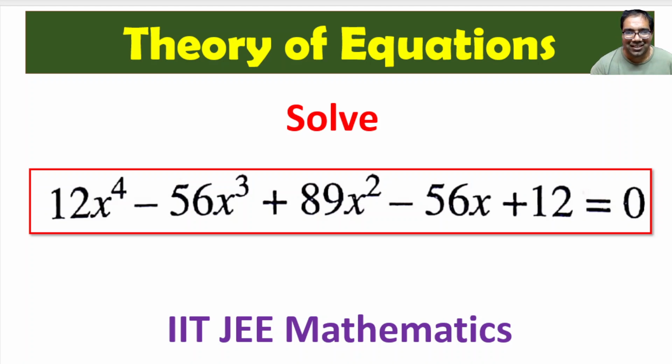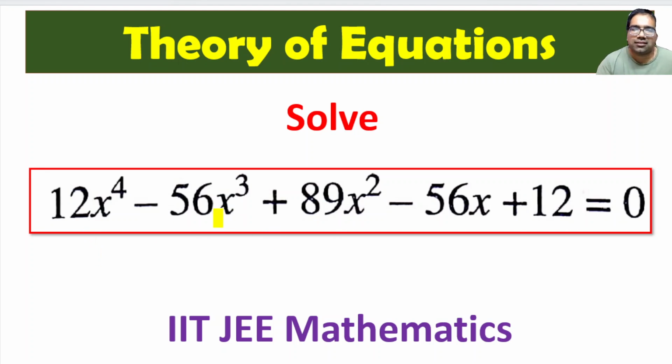Hi friends, here we have a nice problem. We have to solve this equation. This equation has x raised to the power 4, right? 12x power 4 minus 56x cubed plus 89x squared minus 56x plus 12 equals 0.